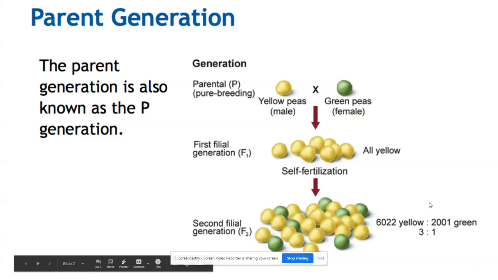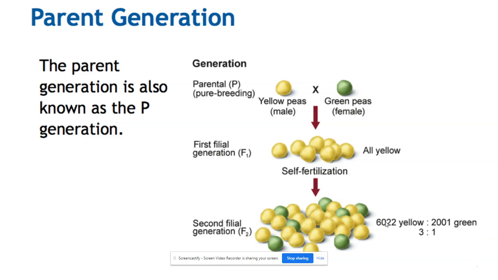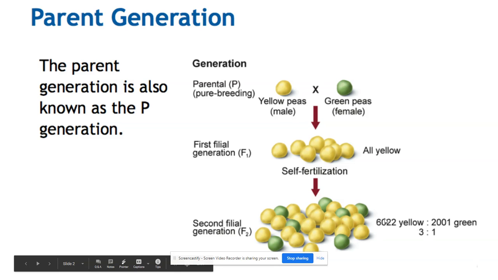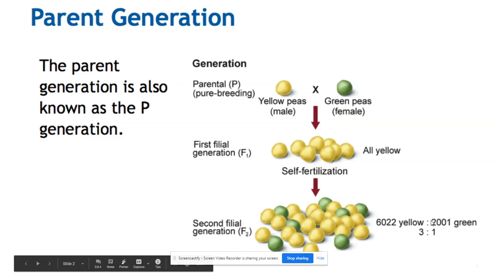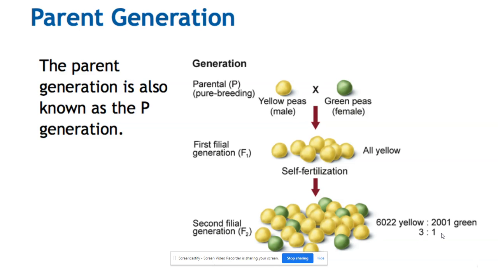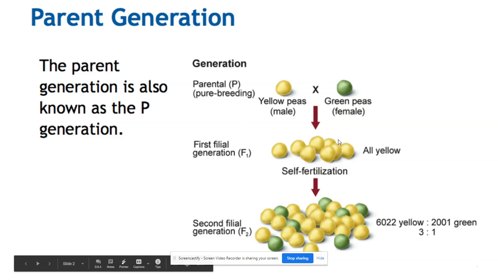I also want you to take a look at this right here. I haven't had a chance to talk to you guys about this yet much. This is a ratio. So we have 6,022 yellow to 2,001 green. So it's a ratio of, when you break these down, 3 to 1. It's a 3 to 1 ratio. Anytime I have you do a ratio, you count up how many you have, put a colon, to compare it to how many of the other phenotype you see.